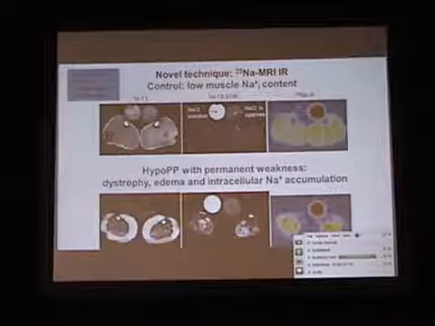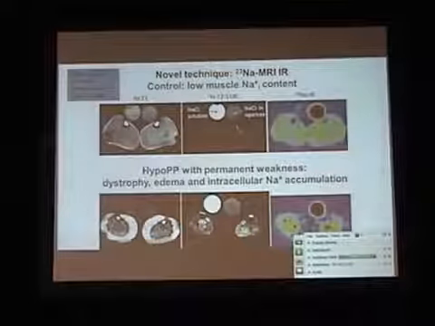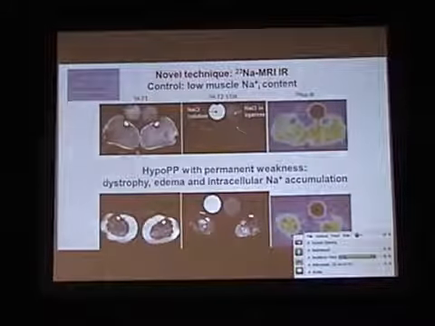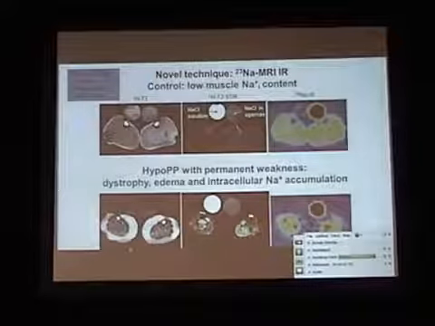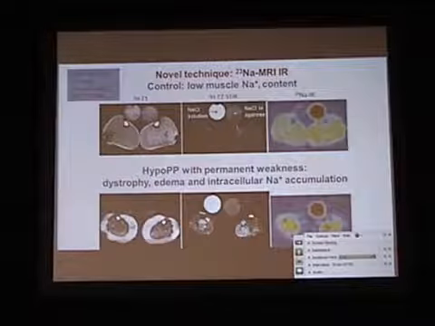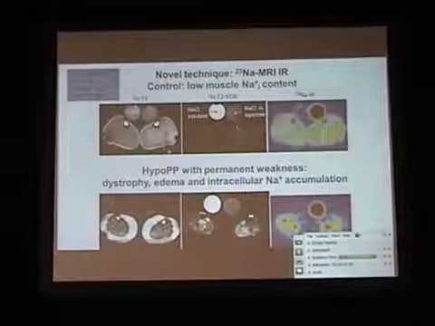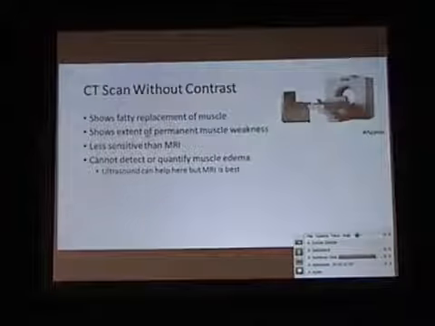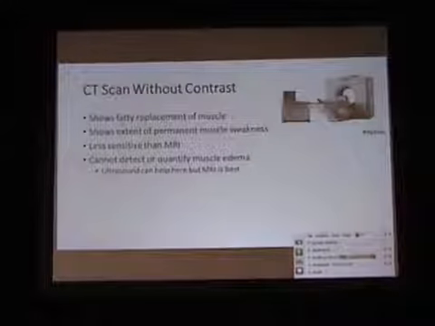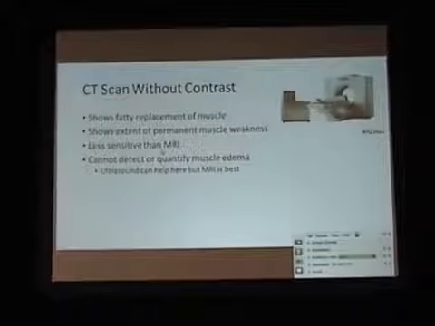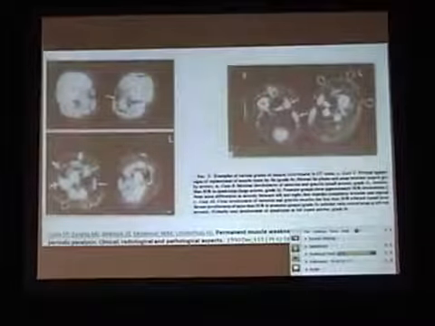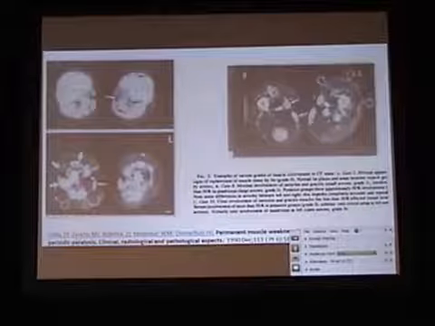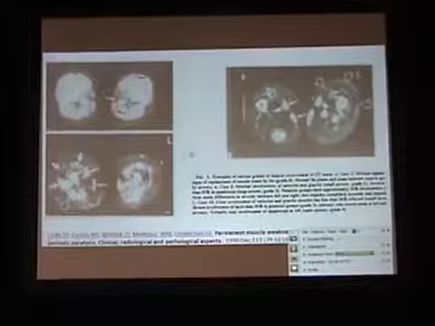Question: this white outline here, is that not fat, and this is supposed to be fat? Yes. So there is fatty degeneration all around the muscle here. You can do a CT scan without contrast, and that may show some fatty replacement of muscle, but it's not as good as MRI. This is the same kind of deal: normal and abnormal, more fat here, less muscle.